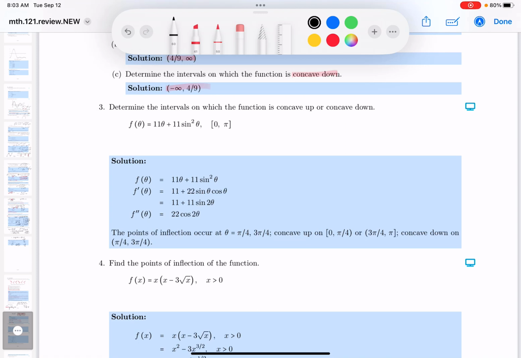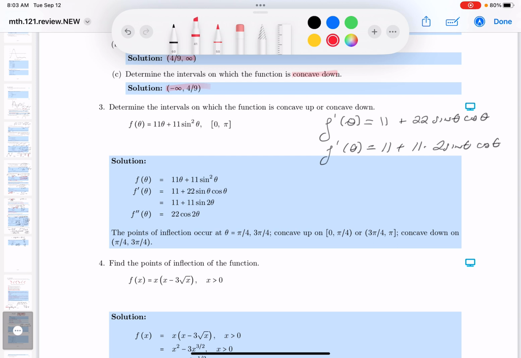Again, trig functions are a little bit more difficult to deal with, but let's write this down. I'm going to write down f prime of theta, and what's that going to be? 11, plus, well, it's going to be more complicated. It's going to be 22 sine theta cosine theta, all right? I'm going to simplify that because I don't want to do the derivative on that guy. So it's still 11, and then I'm going to say 11 times 2 sine theta cosine theta.